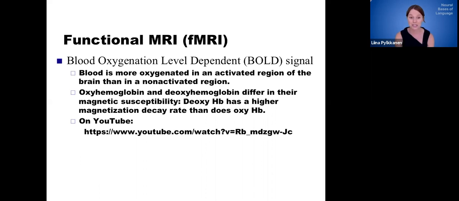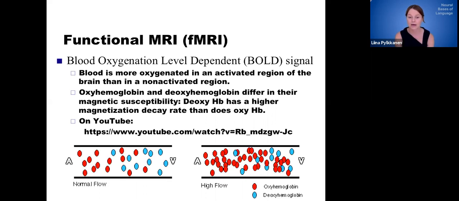There's a nice additional YouTube video here if you want to really get into the details more. But here's a simple visualization. So when we have high blood flow in an area, we'll also have more oxygenated hemoglobin, oxyhemoglobin, versus during normal flow or lesser flow, that will be a little bit less.